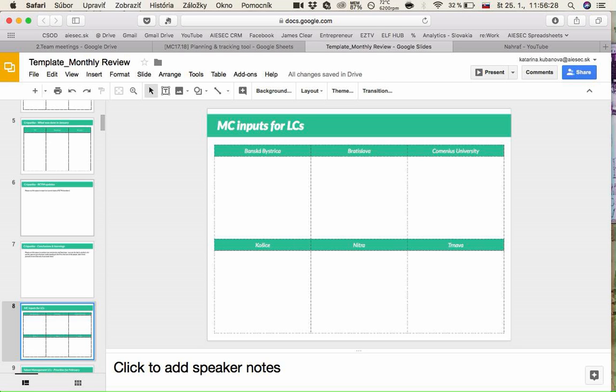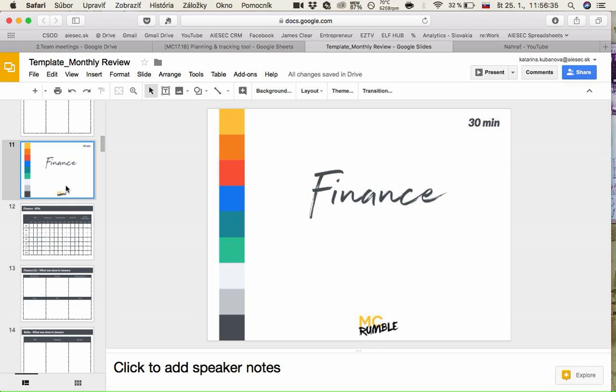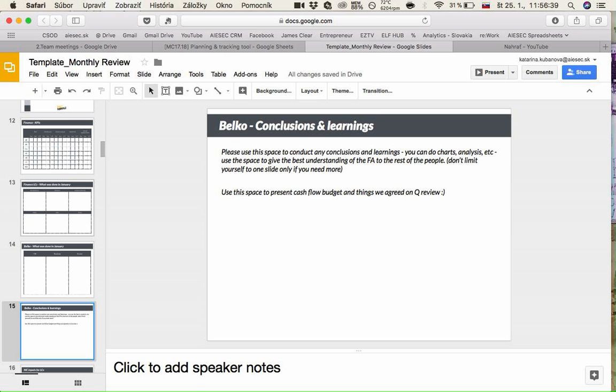And that's it. Then we move to another functional area. I will get back to what happens afterwards. So it is the same with finance. It works in the same way.